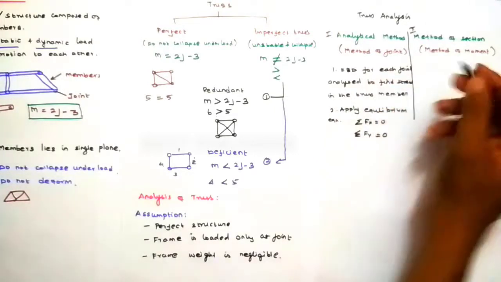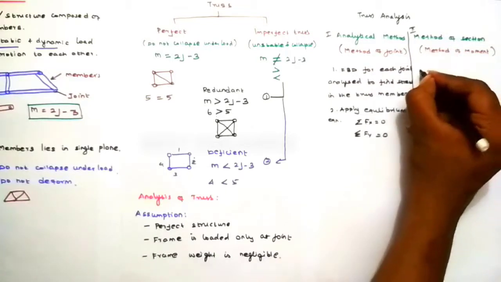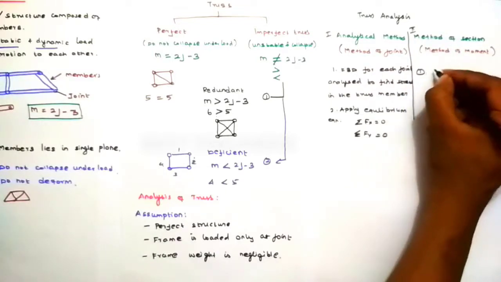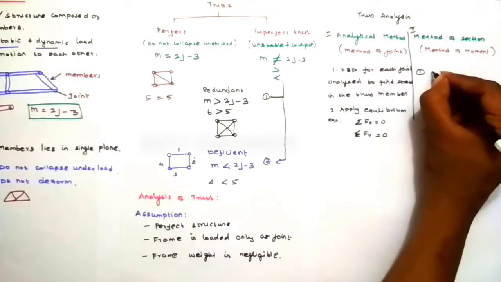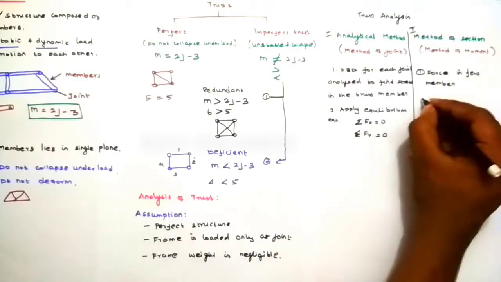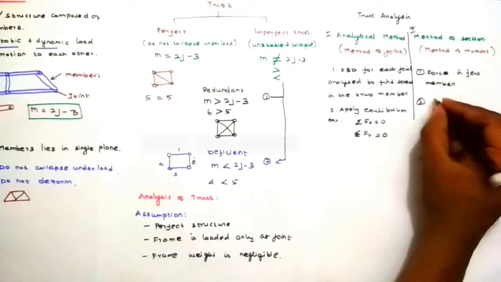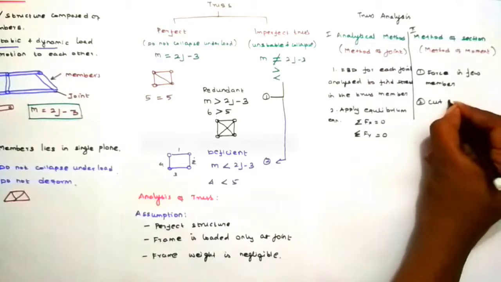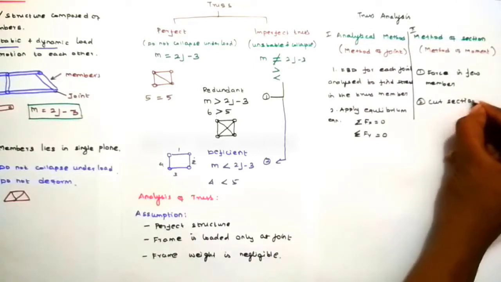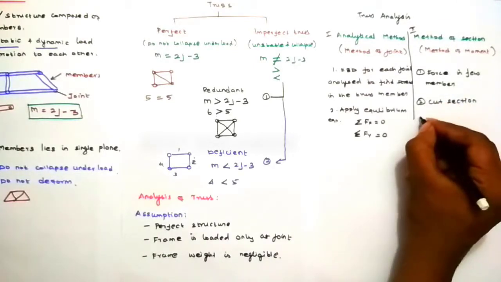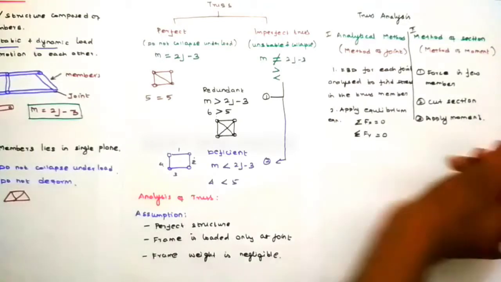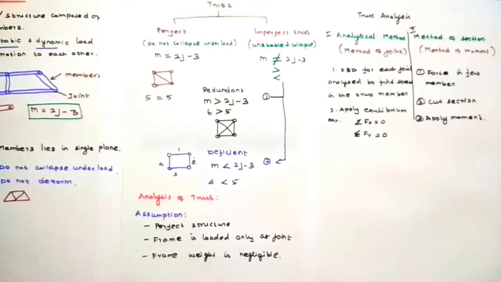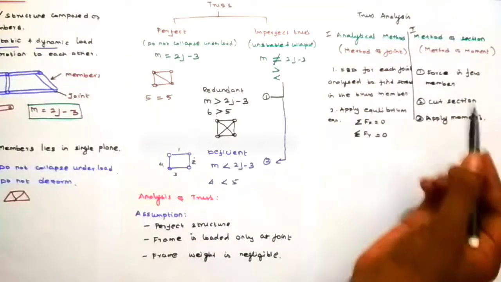In method of section, first step, it is used to find the forces in a few members. We should draw the cut sections and we should apply the moment. There are some conditions to do this for a method of joints and method of section.